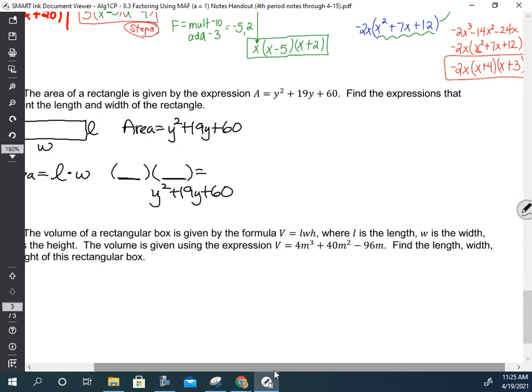So to figure out those two somethings, you are factoring. This is a factoring problem. So you're breaking down the problem to figure out what would work. Any questions before we continue?